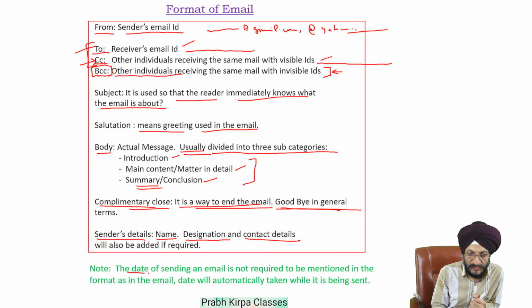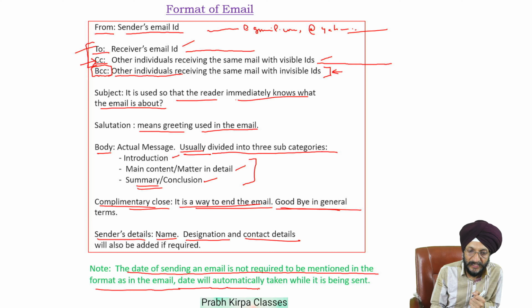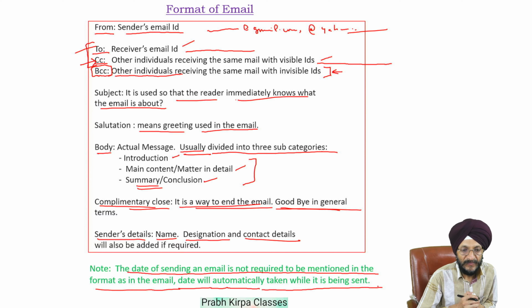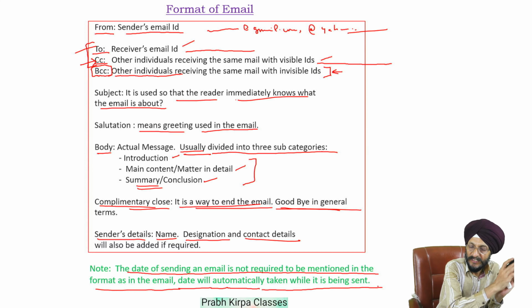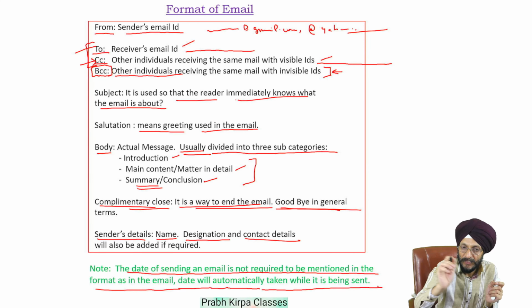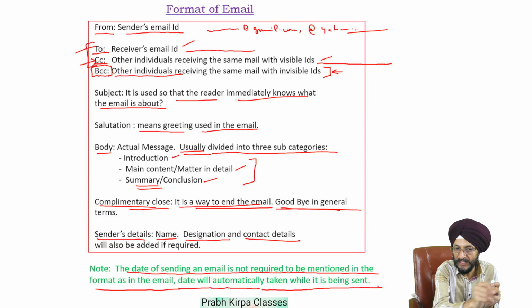Note: the date of sending an email is not required to be mentioned in the format of the email, as the date will be automatically taken while it is being sent. It means that we do not have to mention the date as it is used in a letter. In the case of a letter, we always have to mention the date of writing the letter.